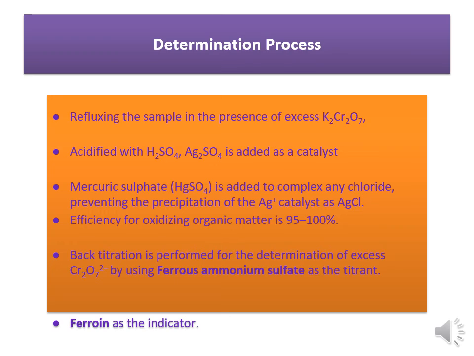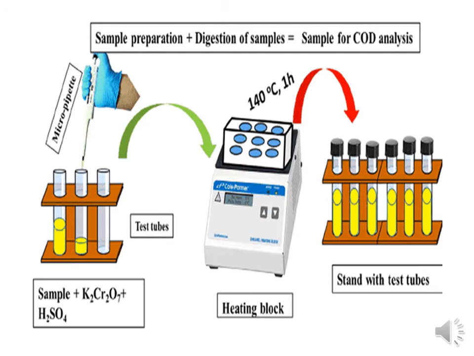And we do back titrations as well. In this back titration, we perform the determination of excess dichromate ion by using ferrous ammonium sulfate as a titrant, and we use ferroin as an indicator in this redox titration. So this is the pictorial demonstration of the process.